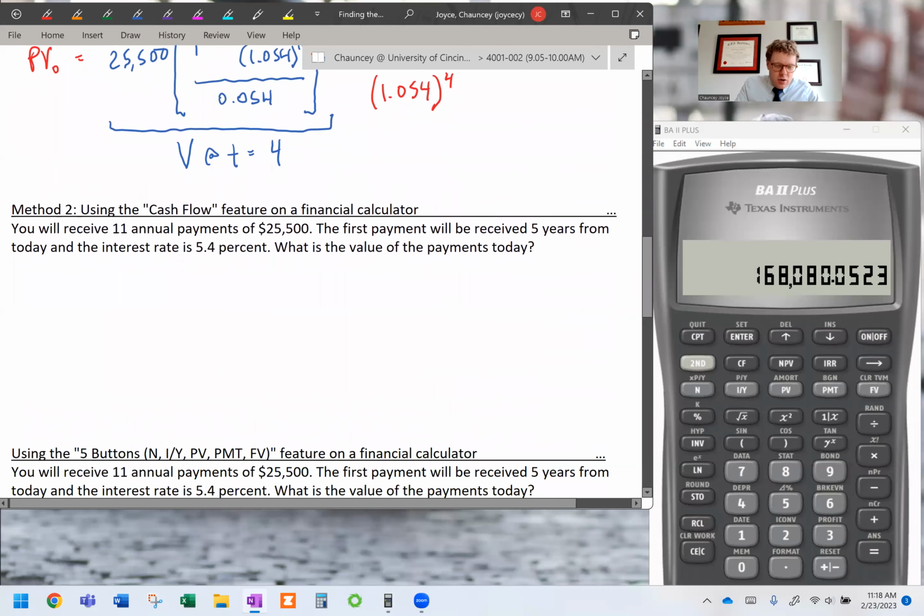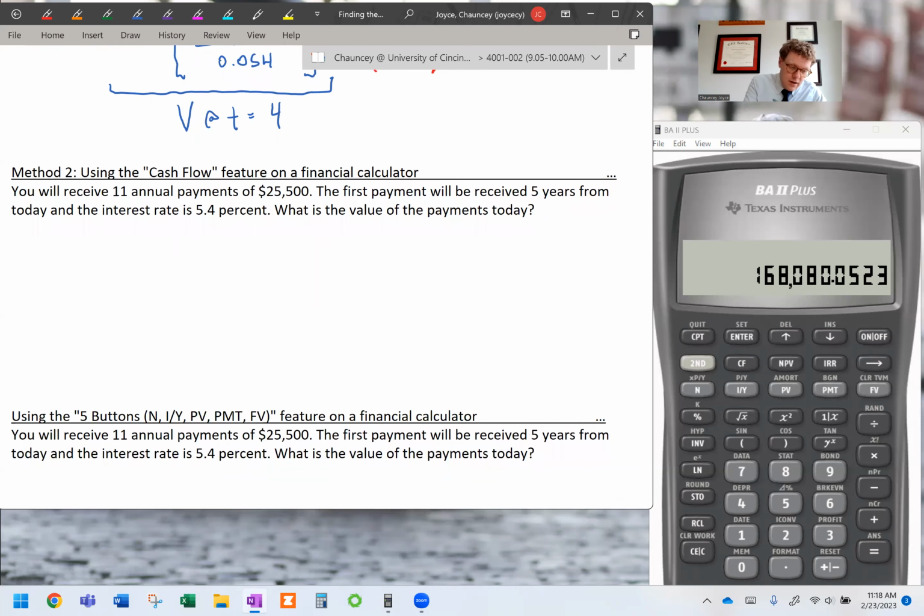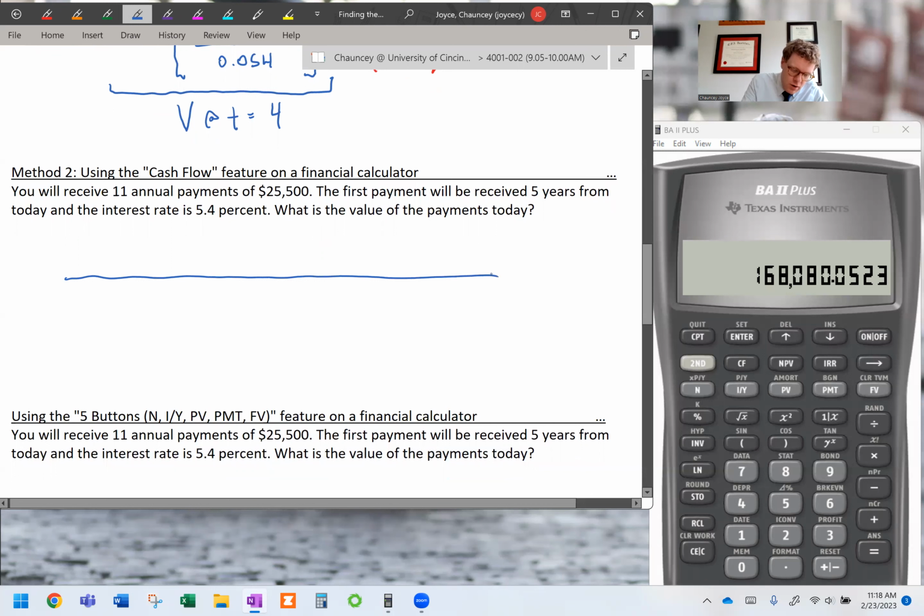Let's try it again. I'm going to show you another approach here on the cash flow function. If you're allowed to use a financial calculator, this can be a very convenient tool. But I think when you get questions that have more than one step with DCF, it's extremely helpful to draw out a timeline. We have 4 years where there are no cash flows occurring. And then at time 5, for 11 periods, you're getting a cash flow of $25,500.